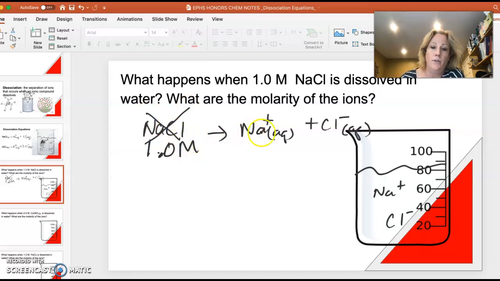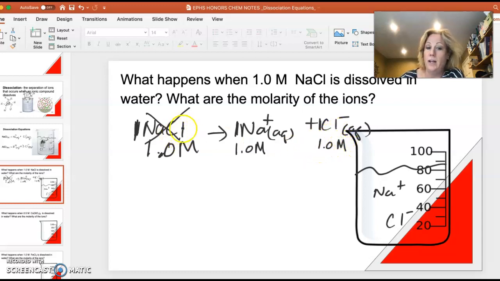And I'm going to look at my mole-mole ratio, though. For every 1 mole of sodium chloride, I get 1 mole of sodium ions. So because they're in a 1-to-1 ratio, that would mean then that my molarity of just the sodium ion is 1.0. So I have 1 mole of sodium ions per liter of that solution. And again, this one's in a 1-to-1 ratio with the sodium chloride, so this would also be the chloride, there'd be 1 mole of chloride ions per liter of solution.